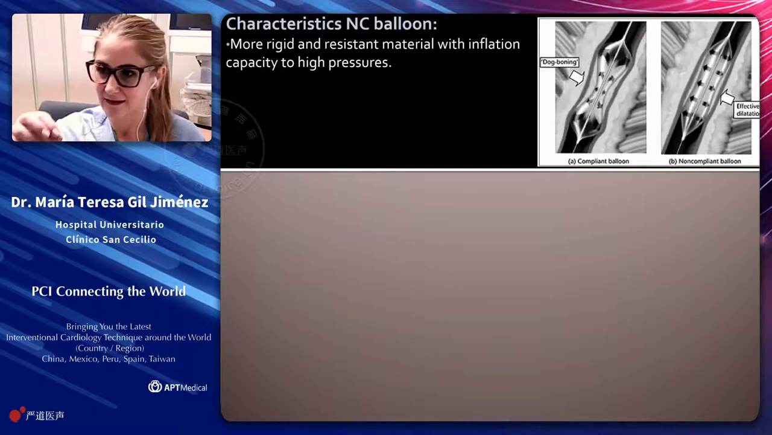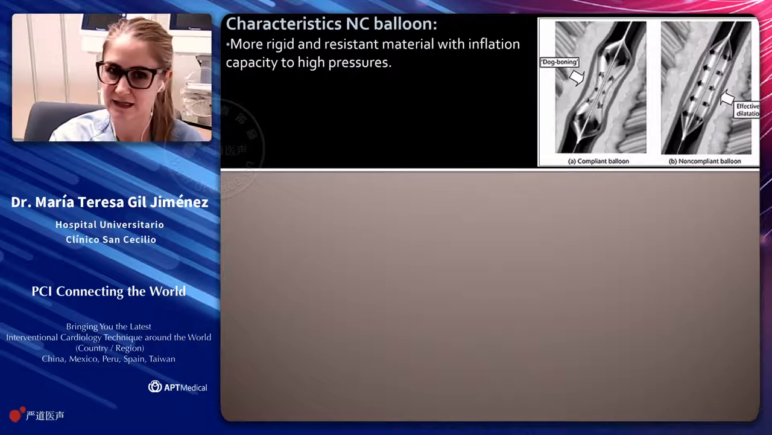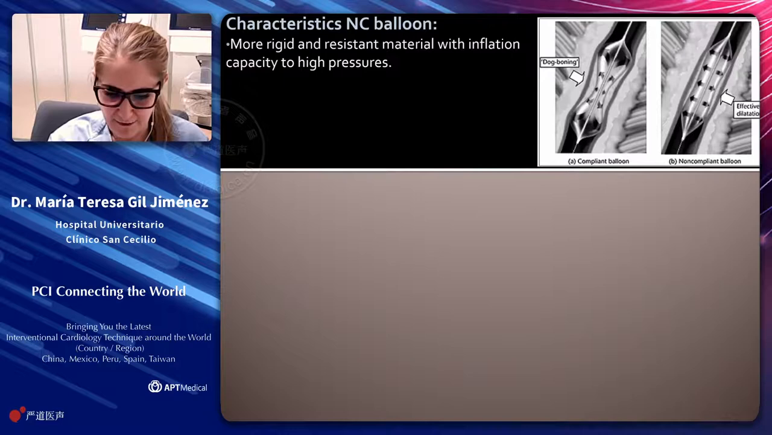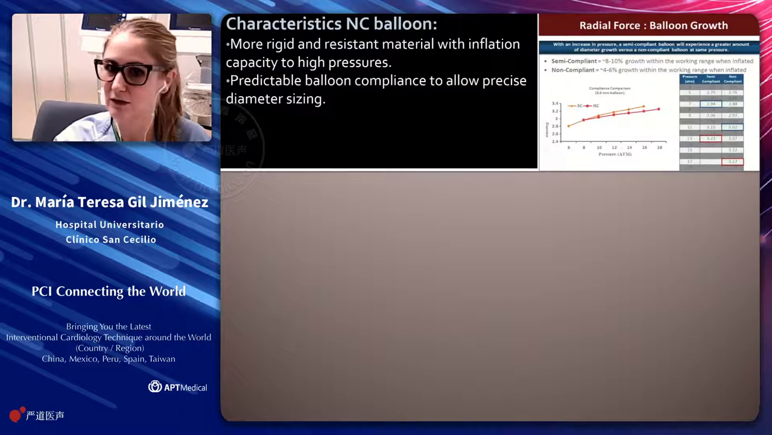But the protagonist of this part of the seminar is the non-compliant balloon. The main characteristic is that they are made of a more rigid and resistant material with inflation capacity to high pressure, adequate high pressure resistance. That makes non-compliant balloons indicated for hard calcified lesions. The other main characteristic is that they have a predictable balloon compliance to allow precise diameter sizing, perfect for dilatation and to maximize wall apposition.